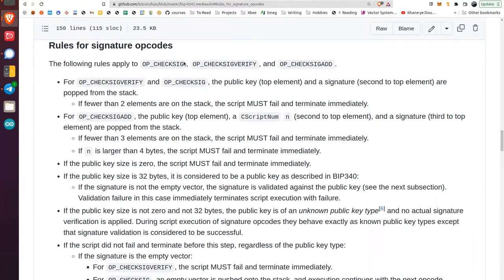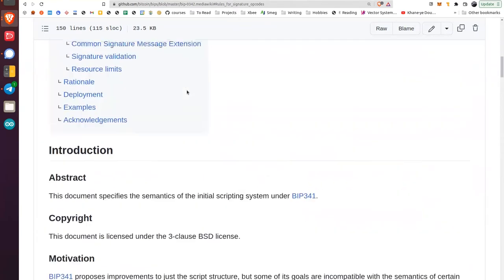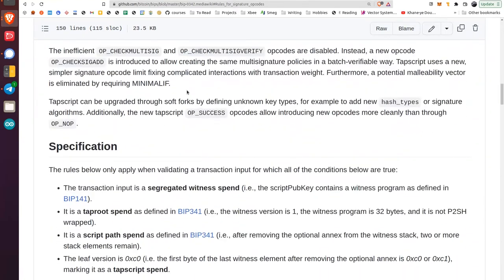So these are existing opcodes that prior to Taproot scripts did one thing. And then if you execute it in a version that says you're doing a Taproot script, they now do something else. And this is the specification for how these opcodes should now act if and only if you're using a Taproot script thing. What's kind of cool? Where is it? Oh, it's not in this one. Oh, here it is. Okay.